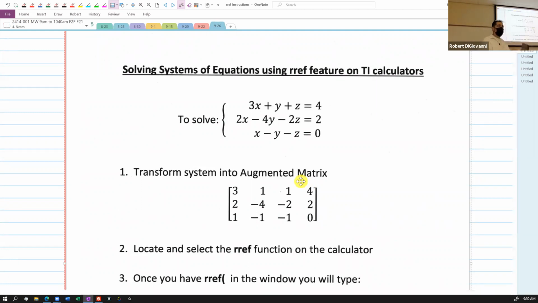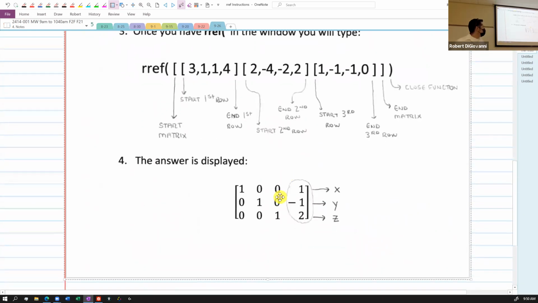We're going to hit enter, and it's going to spit back what's called the reduced row echelon form of the matrix. That's what RREF stands for, reduced row echelon form. That's a linear algebra thing. If you take linear algebra, you'll hear more about that. So it'll spit out this final matrix right here, and I'm telling you that the last numbers are your answers. But let's see why they're the answers.